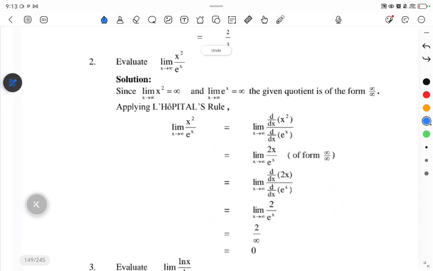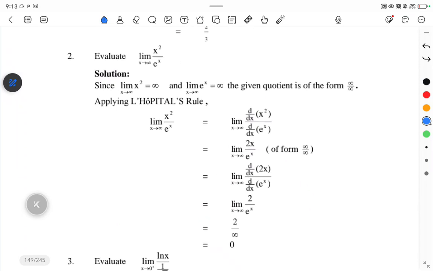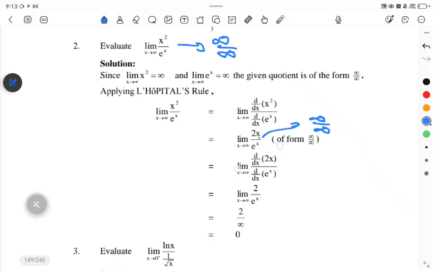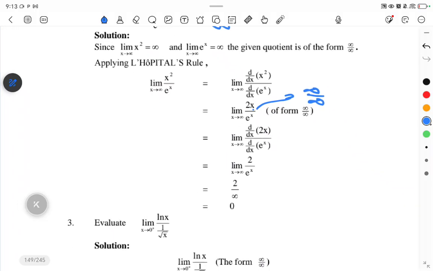Then I come to this one, still I get infinity over infinity when I plug in. We know that we can derive this individually. When I derive the numerator, I get 2x, and the denominator remains the same. I plug in again, I get infinity over infinity. I derive the numerator, I get 2, and the denominator, I get e to the x. Then when I plug in there, you realize that the denominator is heavier, so this will be approaching 0.